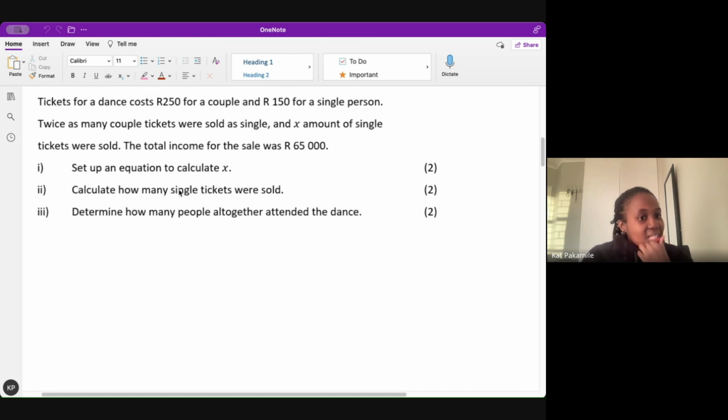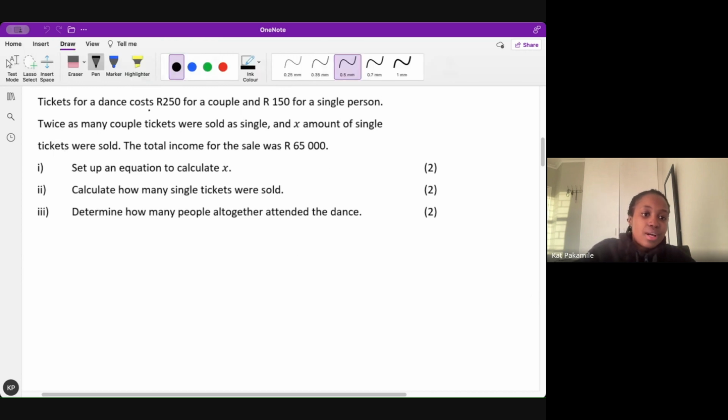So the first one says, tickets for a dance cost 250 Rand for a couple and 150 for a single person, or person who is alone. Now, twice as many couple tickets were sold as single tickets. An X amount of single tickets were sold. The total income from the sale was 65,000 Rands.